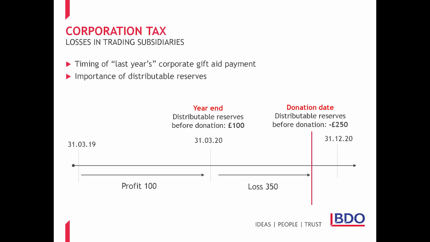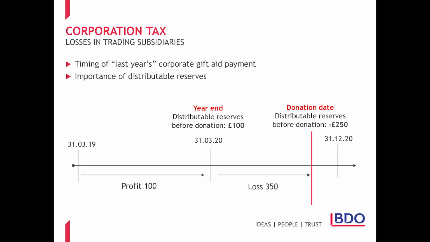What you could find is that in the subsequent period, before the donation has been paid, that subsidiary has found its way into a loss position. One of the critical elements of making a donation is it must be made from distributable reserves, and it's therefore possible that by the time you make the payment you have got to a negative reserves position, which would block the ability to go ahead with that donation. So the really important point here is to consider the timing of those payments.